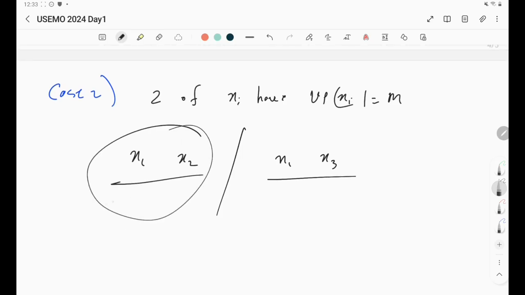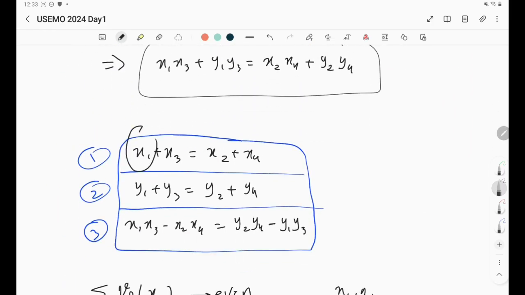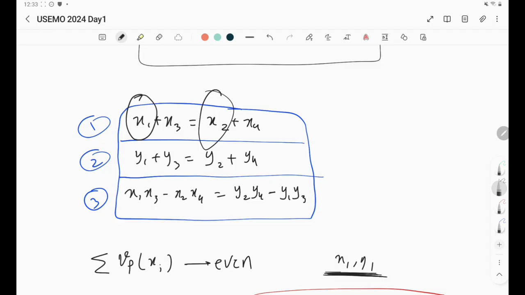If these guys are m, x1, x2, then of course we know, as we said, that y3 and y4 all of them have v_p less than m. Okay, let's have a look at this. We know x1, we know x2. These have p to the m inside them. What we can look at as well is this thing here. x1 has p to the m, and x2 has p to the m as well, right?